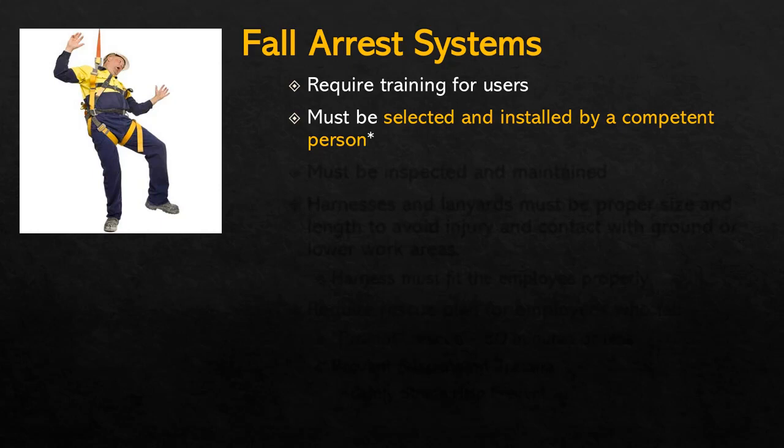Fall arrest systems must be inspected and maintained, and that includes the anchorage points and the lanyards and the harnesses. We can't just assume that they're going to work when we need them to work. They need to be inspected. The dates on them that say when they need to be replaced, those need to be looked at carefully.